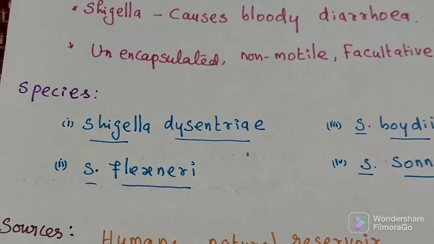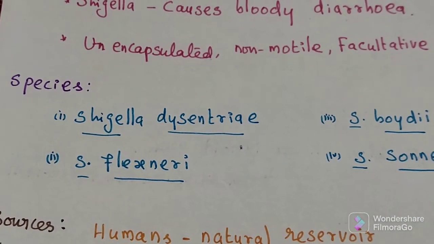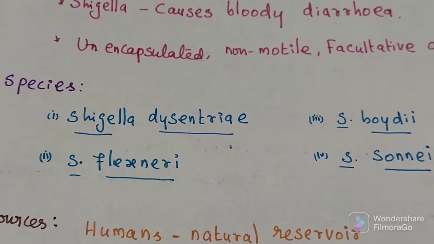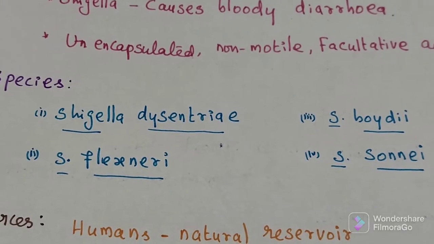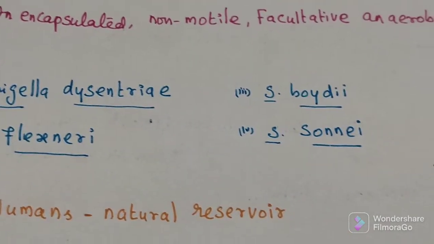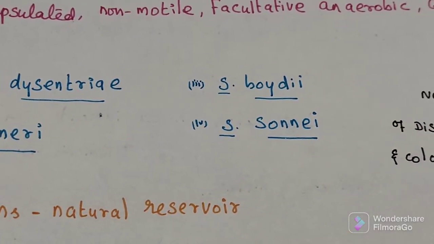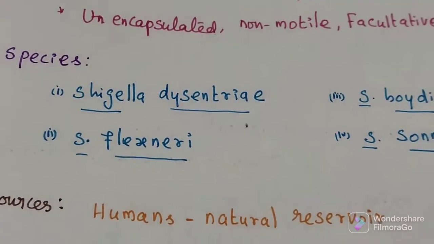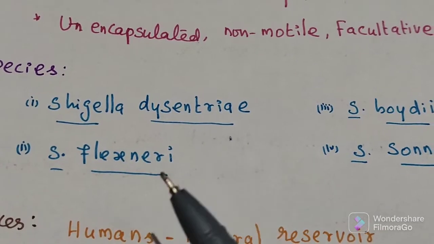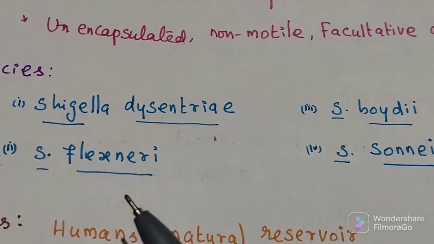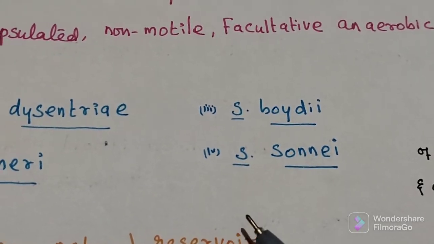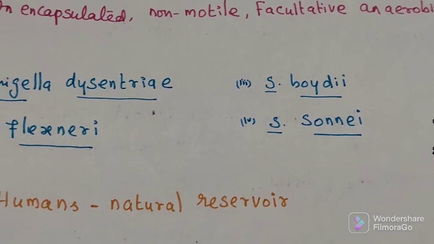There are 4 main species in the genus Shigella. What are the 4 main species? Shigella dysenteriae, Shigella flexneri, Shigella boydii and Shigella sonnei.